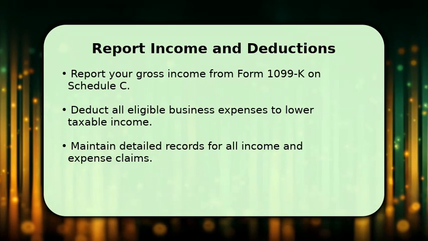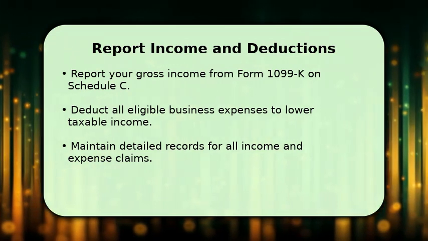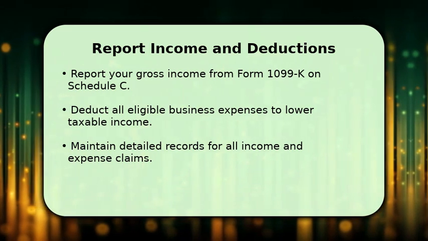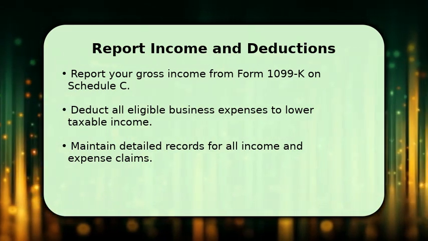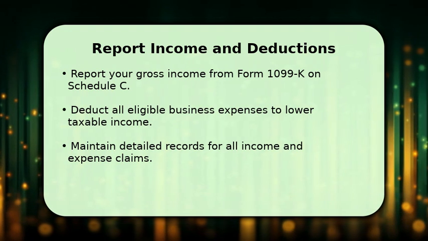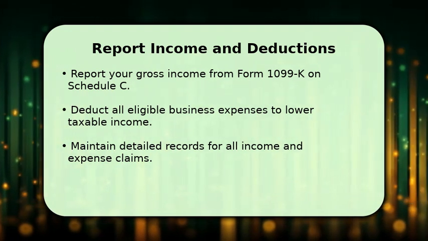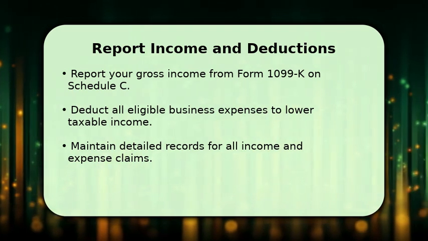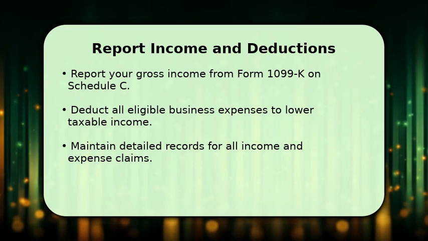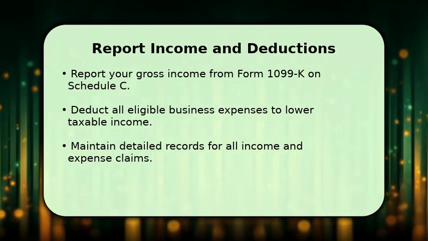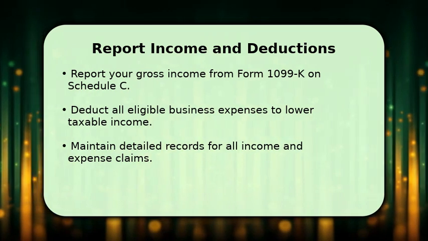Now, let's focus on reporting your income and claiming deductions. You'll typically report the gross income from your Form 1099-K on Schedule C, profit or loss from business. Remember to deduct all eligible business expenses, such as supplies, home office costs, and advertising, to reduce your taxable income. Keeping meticulous records of all income and expenses is essential for supporting your claims if audited.